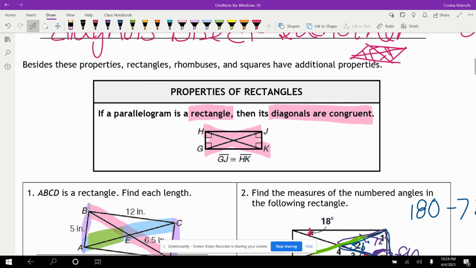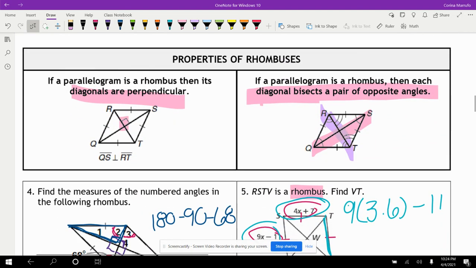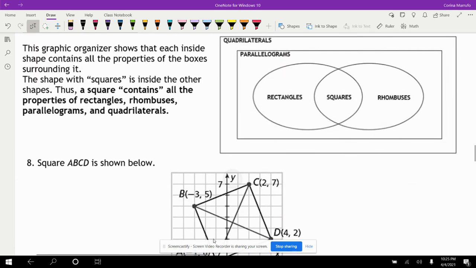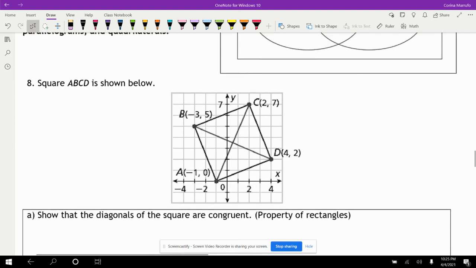But it's also going to have the properties of rectangles where the diagonals are congruent, which means they're equal in measure. And it's also going to have the properties that the diagonals are perpendicular. Sorry, I said it backwards. And the diagonals bisect each other. So it's going to have a total of 8 properties, okay? Because a square is both a rectangle and a rhombus, that's why it has all those properties.